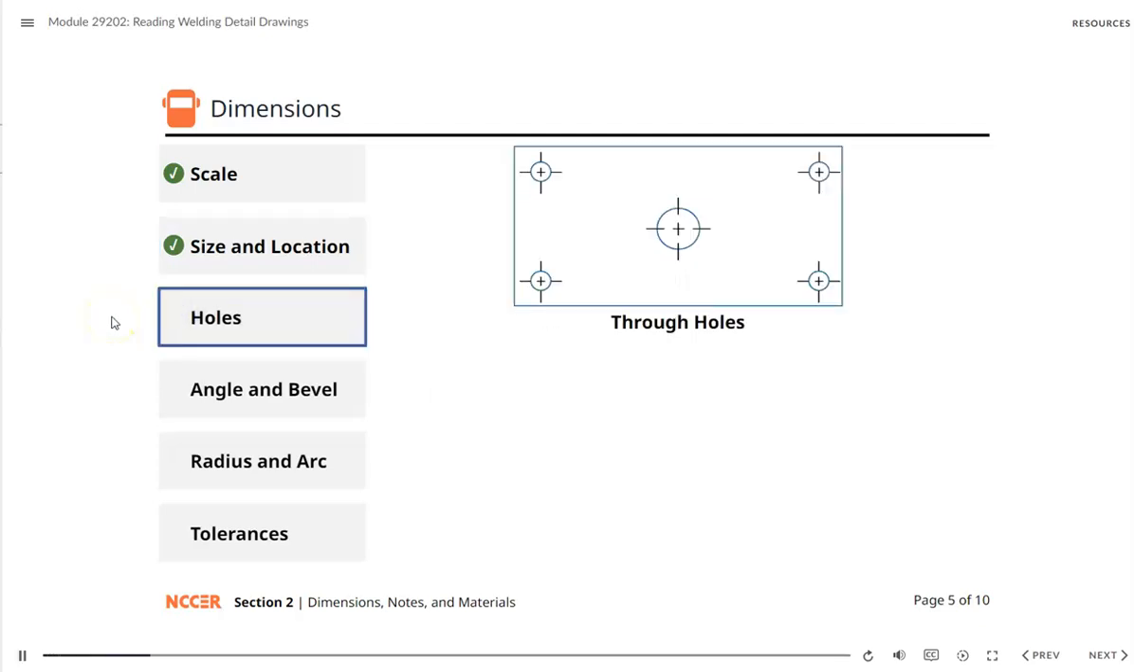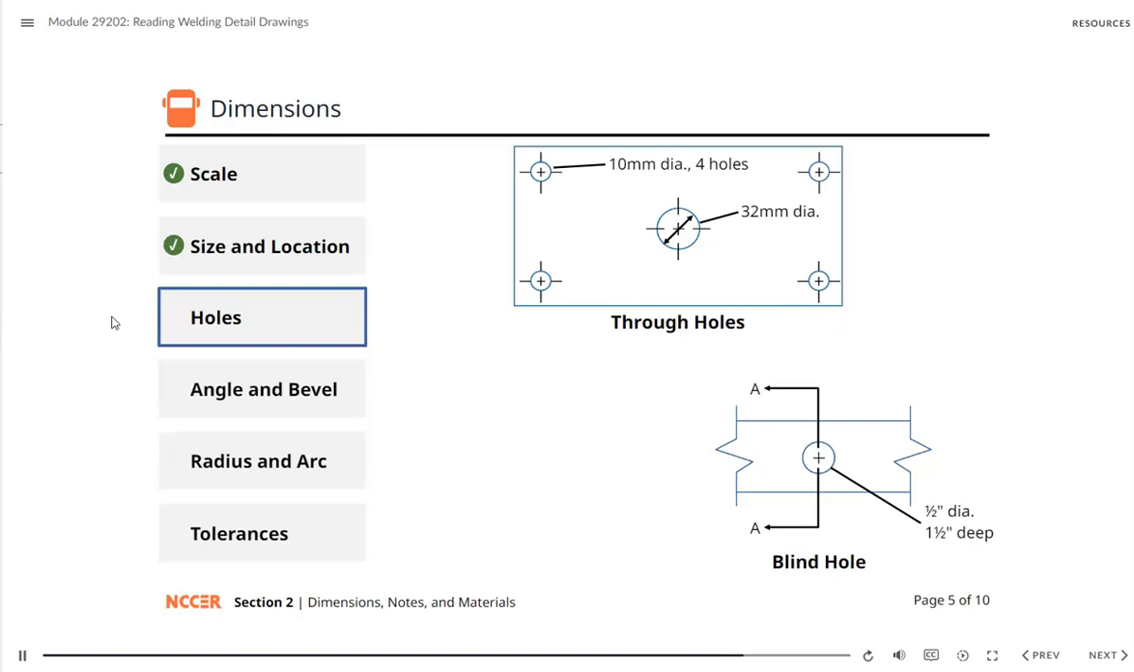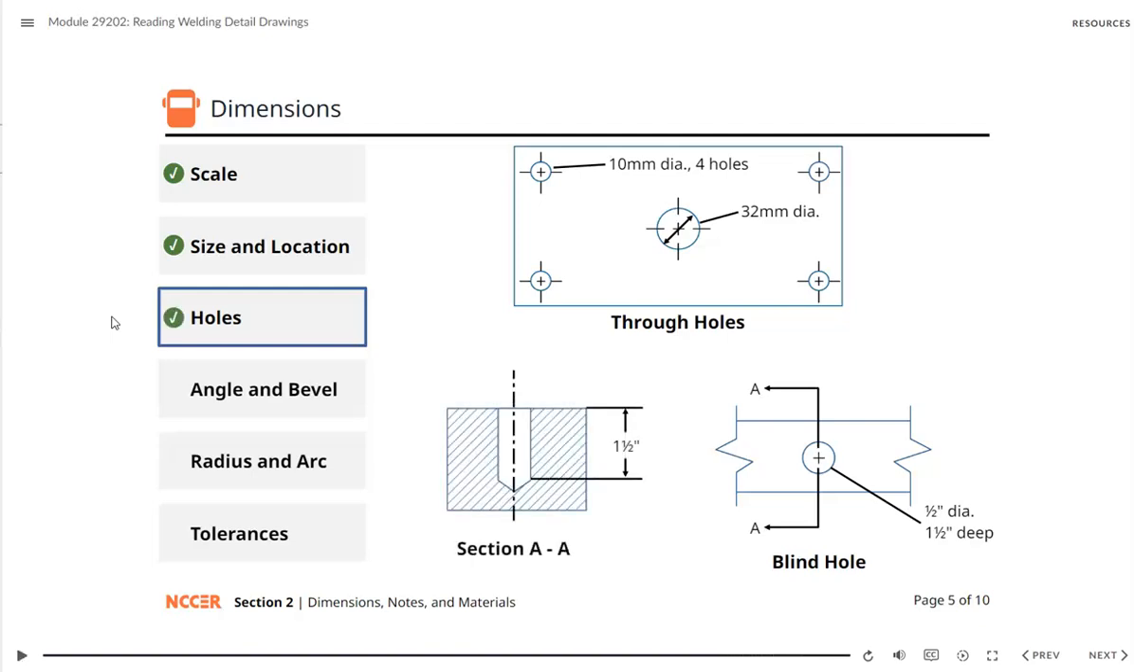A leader line with a note shows the dimensions of a drilled hole. The size and number of holes are given for through holes. The depth is also given for blind holes, or holes that only go part way through the object.